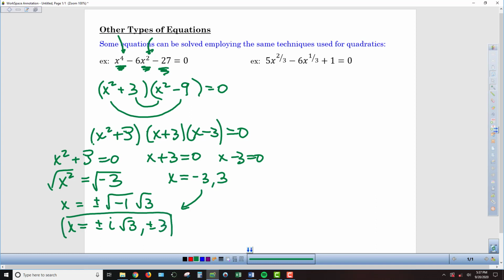So we can see that we end up with 4 answers, just like we would expect with the highest exponent being 4. We just end up with 2 imaginary and 2 real.